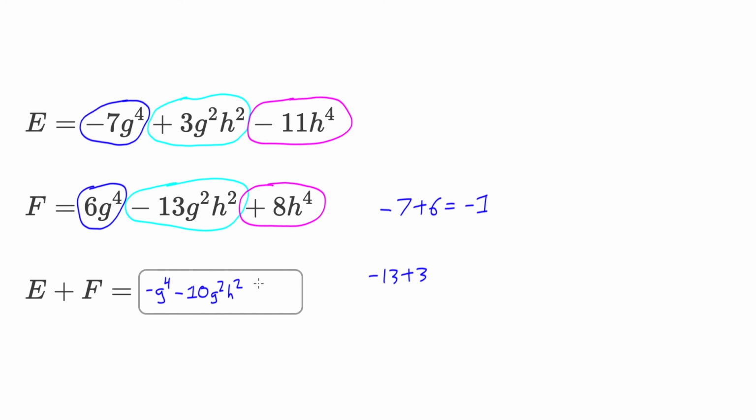And let's look at our last term. Their variables are identical. We got negative 11 plus 8. Negative 11 plus 8. That is what? Negative 3. So we can write a negative 3 and h to the 4th, okay? So take the variable with you. And that is your answer. Wow.